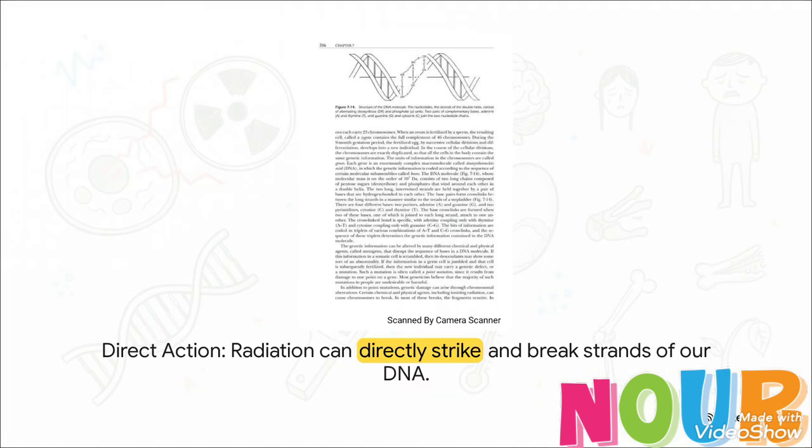Of course, sometimes that tiny bullet does hit the target, and that's what we call direct action. A high-energy particle can just slam right into the delicate ladder of our DNA, snapping the strands. So right there you see the two main ways radiation starts the damage, either by creating chemical chaos around our important molecules or by landing a direct knockout punch right to our genetic code.